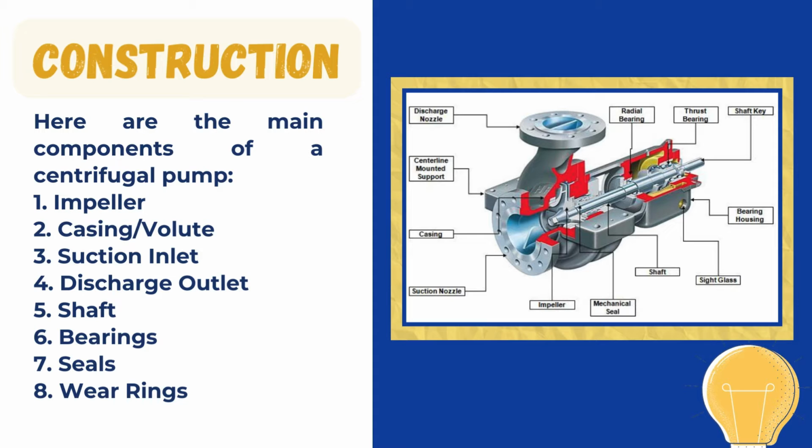Okay? Guys, then the next component is seals. Seals are used to prevent the leakage of fluid from the pump, and they are installed at various points where the rotating shaft penetrates the casing. Common types of seals include packing seals and mechanical seals. Okay? And the last component of the centrifugal pump is wear rings. Guys, wear rings are stationary components which are installed between the impeller and the casing to minimize wear and maintain hydraulic efficiency. They help reduce the clearance between the impeller and casing and thereby prevent fluid recirculation and improve pump performance.